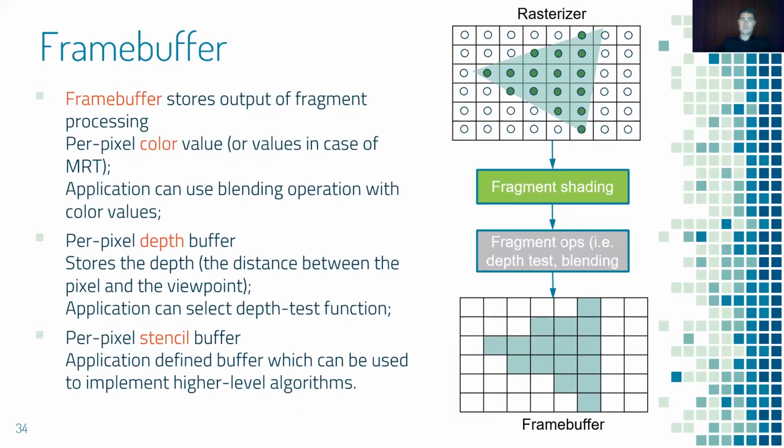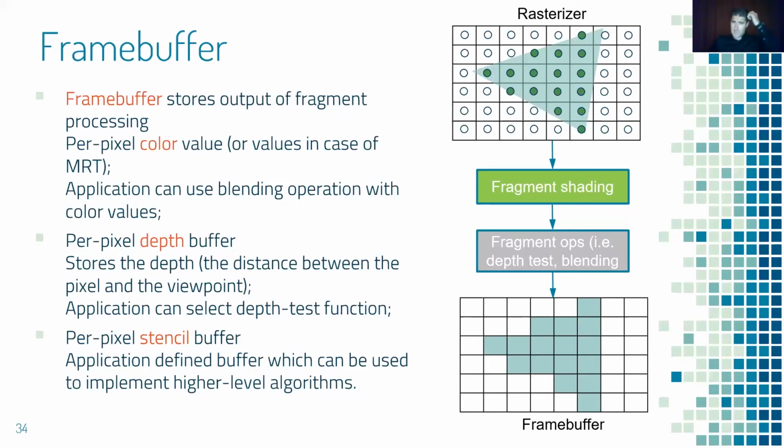which stores the depth of the fragment. This is basically a distance from the pixel to the viewpoint, which allows us to keep track of which objects are further away and which are closer to the camera. An application can select the depth test function, of course. The frame buffer also has a per pixel stencil buffer. I didn't talk about this buffer a lot. I just mentioned it, but it can be very useful while implementing certain types of algorithms. For instance, in games, reflections can be implemented with the help of a stencil buffer.